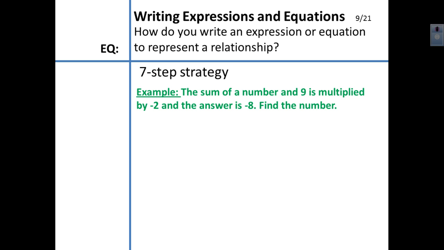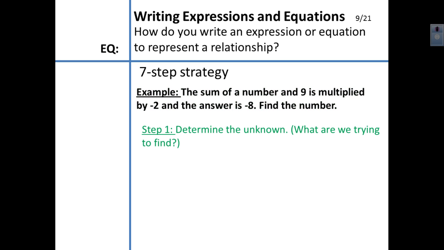The first example that we're going to look at is this one right here. The sum of a number and 9 is multiplied by -2. And the answer is -8. Find the number. All right, what is our first step? Our first step is to determine the unknown, meaning what are we trying to find? You can answer this question usually by finding the question, or sometimes it tells you right away. If you look at the example, this is what they want you to find. So we're looking for a number.